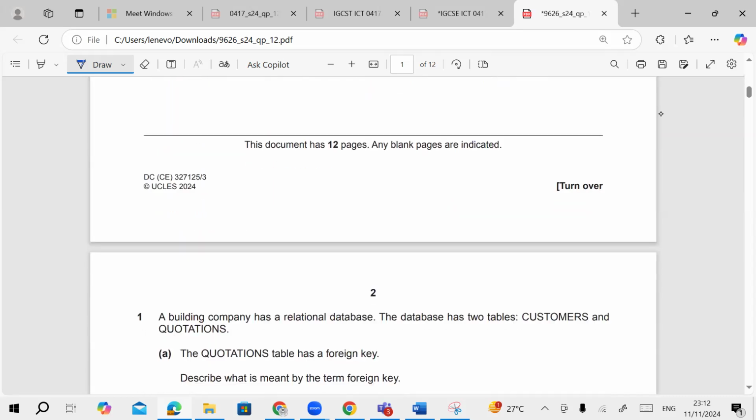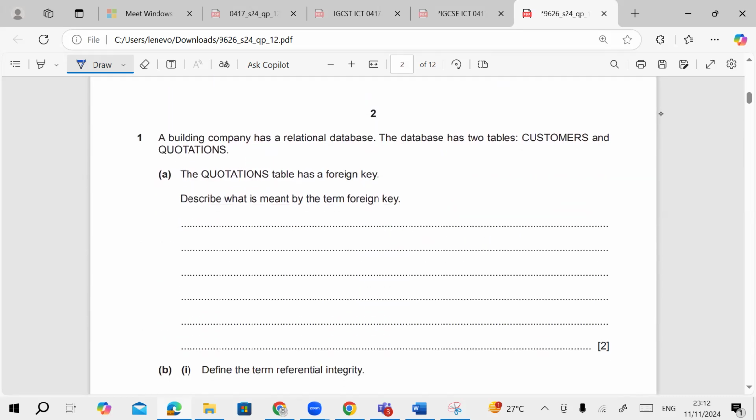Here we go. We'll start with the first one. A building company has a relational database with two tables, customers and quotation. The quotation table has a foreign key. Describe what is meant by it. Well, as far as the foreign key is concerned, you have to relate it towards the primary key.